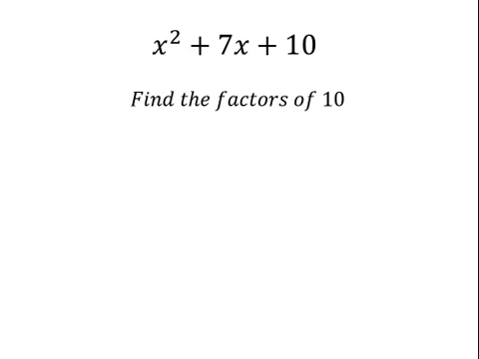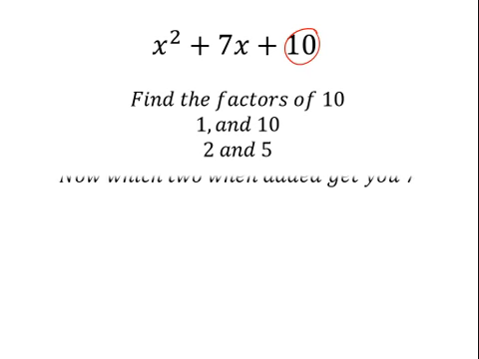So if we have x squared plus 7x plus 10, the first thing we want to do is look at the last number, and find the factors of 10. Factors of 10 are 1 and 10 and 2 and 5. Those are the only numbers that when you multiply together get you 10. Now we want to take those two numbers and add them to get 7. Which pair, when added together, gets us 7? 1 and 10 gets us 11. That's not it. 2 and 5 gets us 7. So that's our answer. 2 and 5 would be our two numbers.